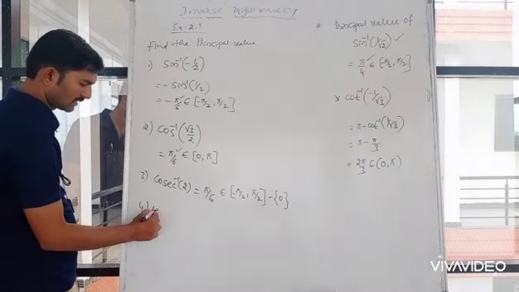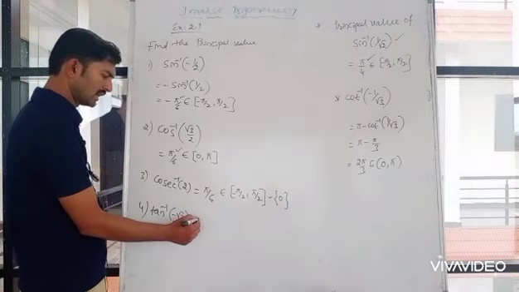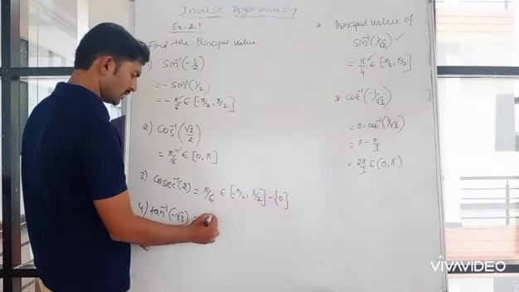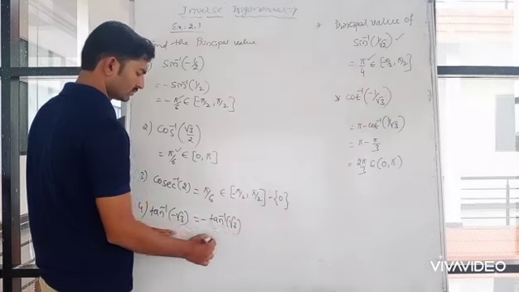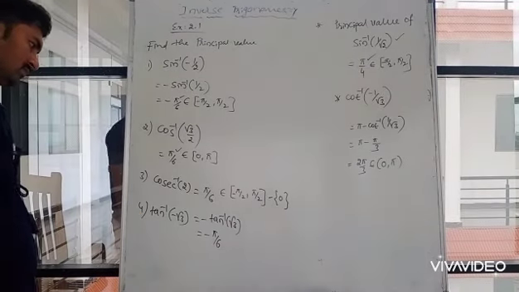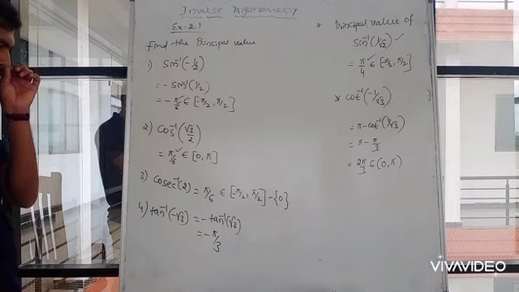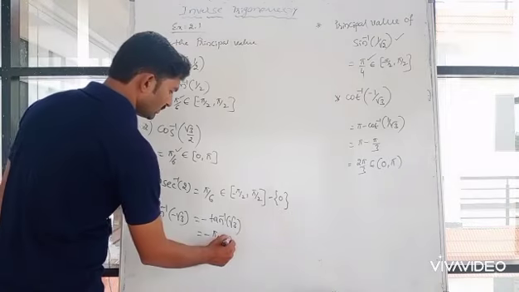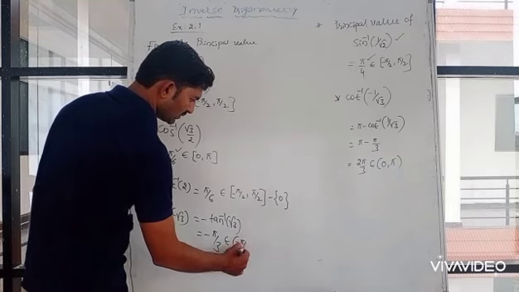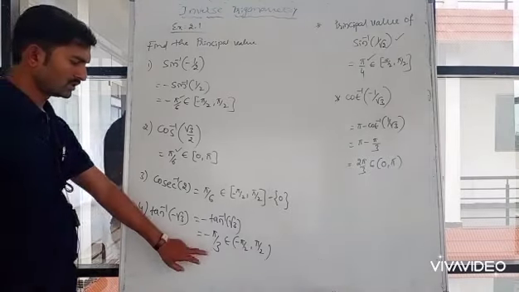Fourth one, tan inverse of minus root 3. For tan inverse, we cannot consider pi minus theta. Here we consider minus tan inverse of root 3, which is equal to, root 3 means pi by 6. Sorry, pi by 3 will come. Check the range of the tan inverse function. Yes, minus pi by 3 lies between minus pi by 2 and plus pi by 2.